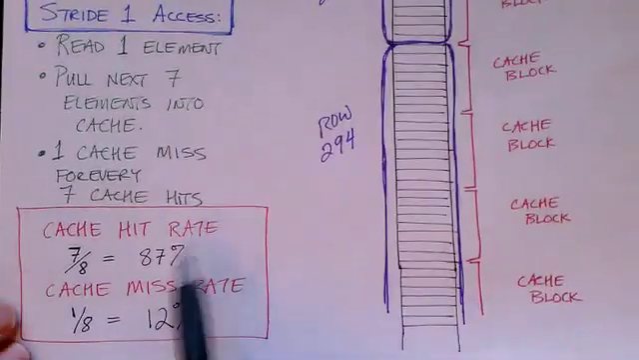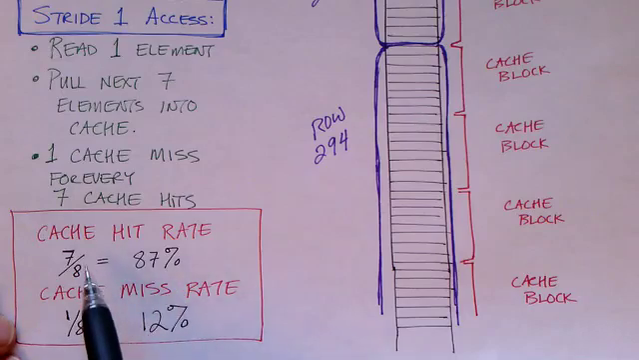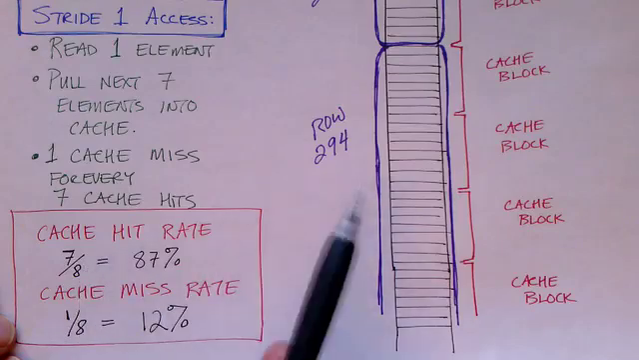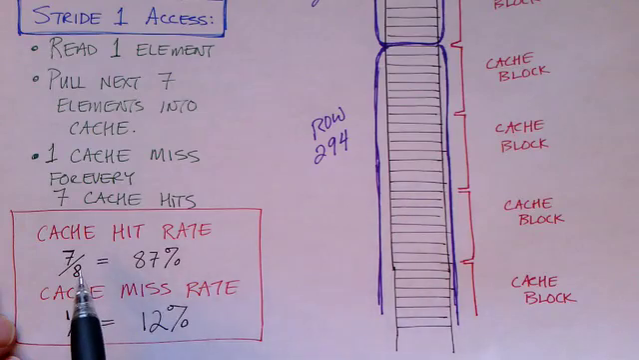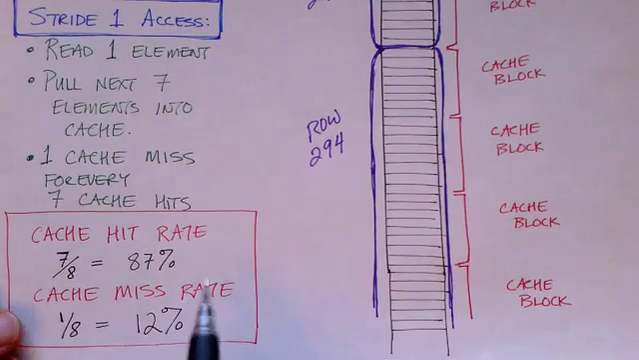We can define the cache hit ratio and the cache miss ratio as how many hits we have out of the total number of accesses. In this case, just looking at what it's doing to the array, we see that it has a cache hit rate of 7 out of 8. That's 87.5%. The cache miss rate, and unfortunately this misses 1 out of 8 times, or 12.5%. So you can see that this is a pretty good, well-behaved program.